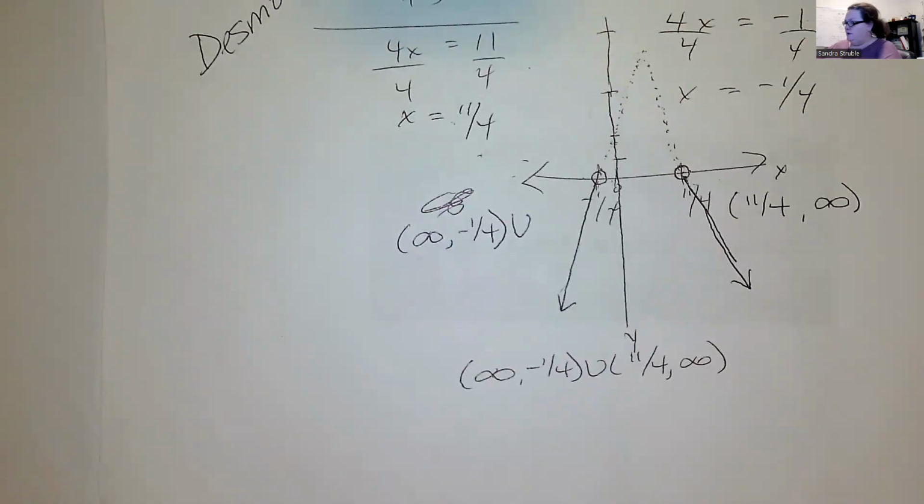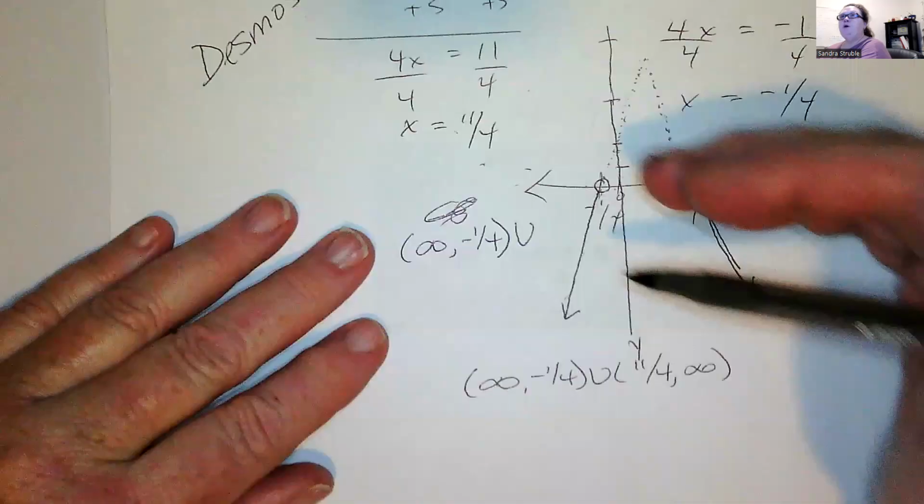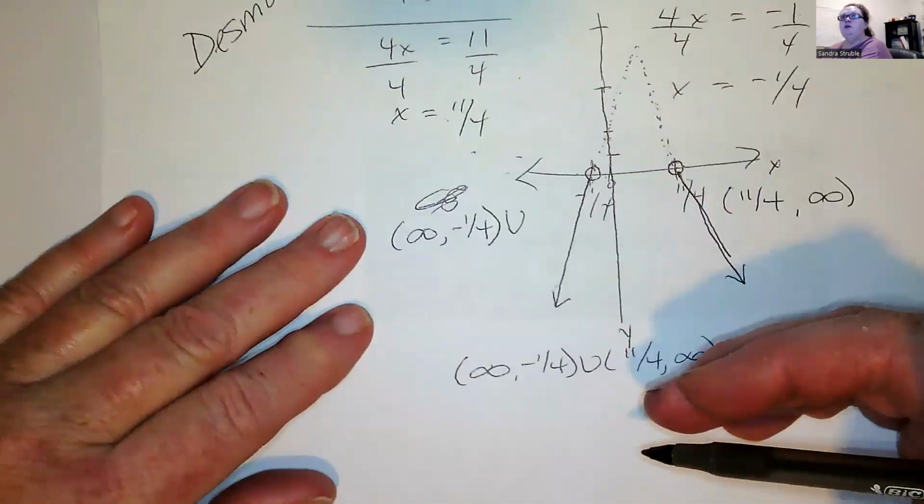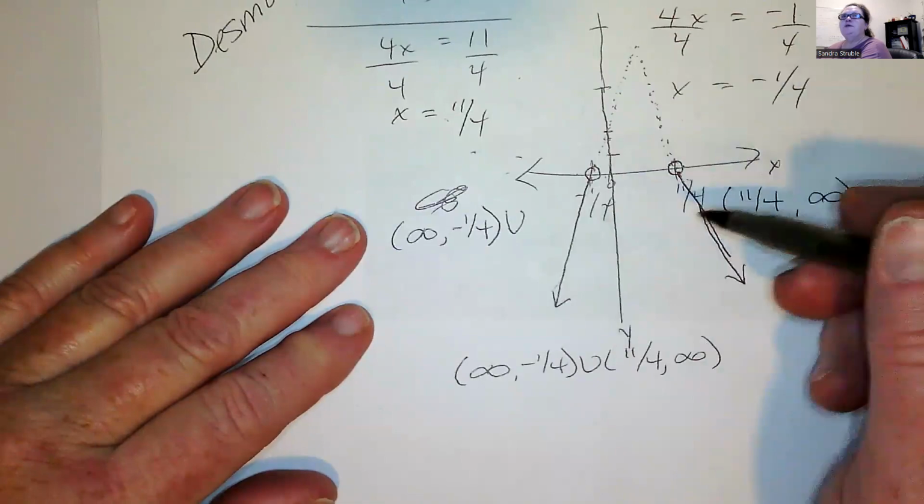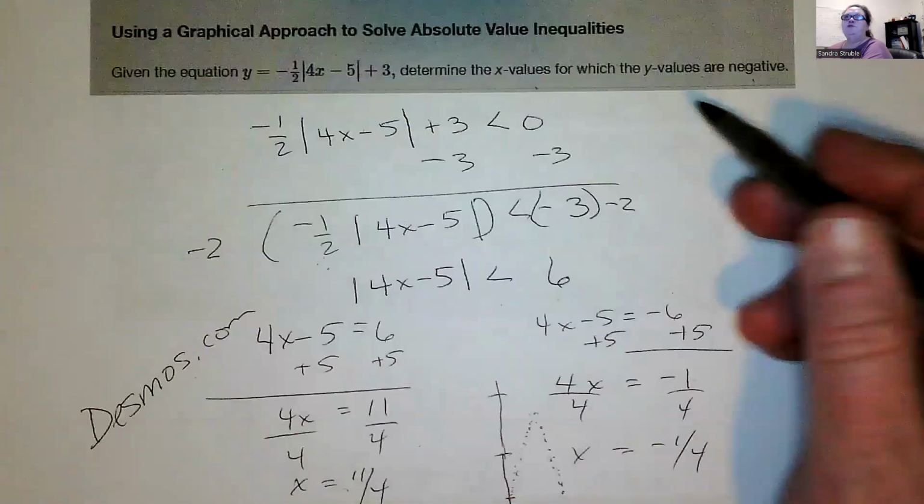Okay. And it's just the parts of the graph below the x-axis to ensure that your y values are negative.